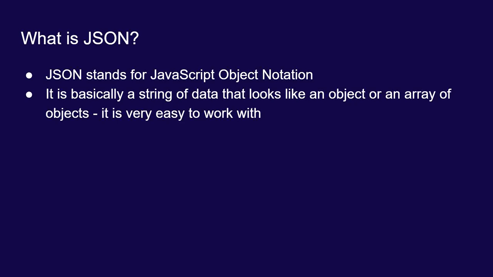So that is what an API is. We speak to an API to get data. It comes back in the form of JSON.